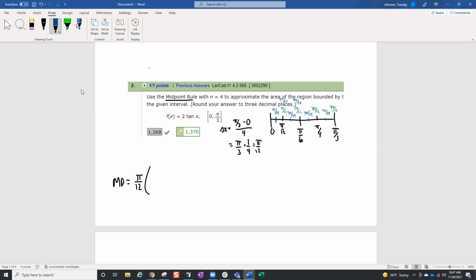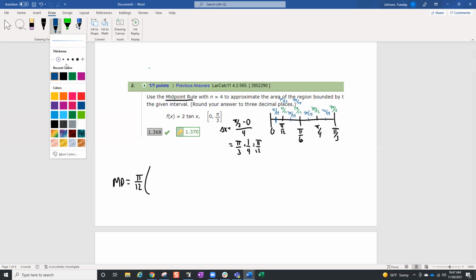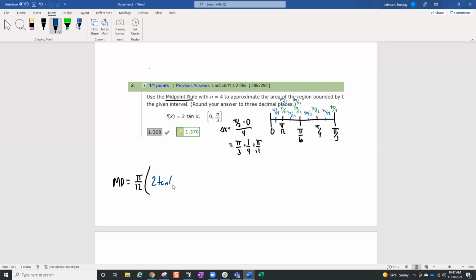So I'm looking at bigger thickness. 2 tangent of pi over 24 plus 2 tangent of 3 pi over 24 plus 2 tangent of 5 pi over 24 plus 2 tangent 7 pi over 24. And of course, we're going to use a calculator on that.